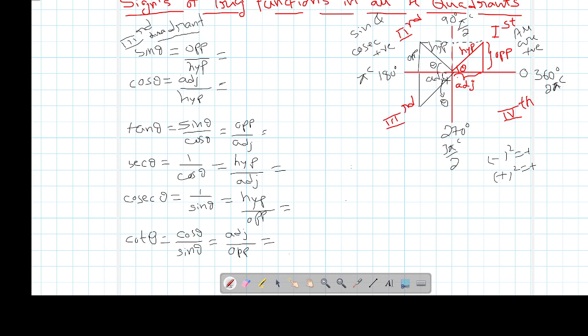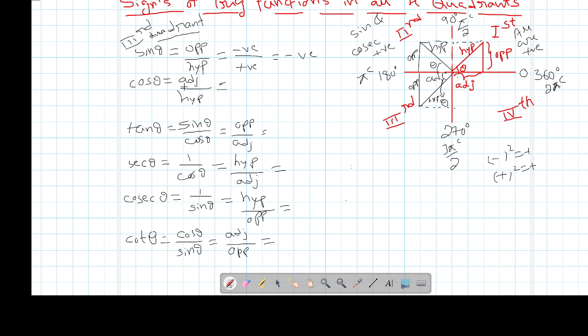Now let's start examining each and every function. What is sine theta? Opposite side divided by hypotenuse. This is the opposite side, this is adjacent, and this is the hypotenuse. What is opposite? It is negative. Why? It is parallel to the negative y-axis, divided by the hypotenuse, which is always positive. This is equal to negative.